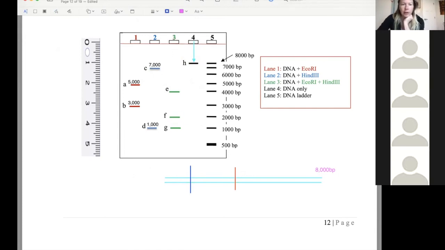And now in lane three, we have the DNA and both of these enzymes. So we end up with three fragments, which corresponds to what we have in our little schematic that we've drawn. We end up with a fragment at about 4,000, one at 2,000, and another at 1,000.